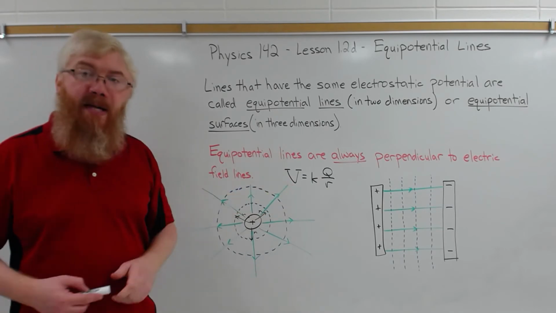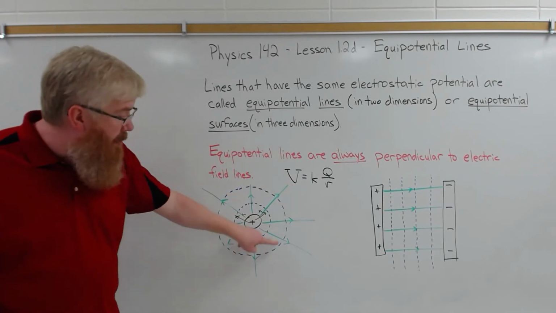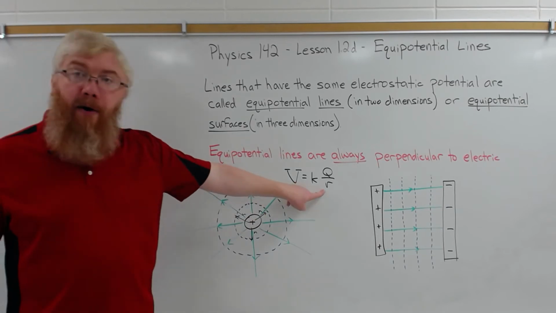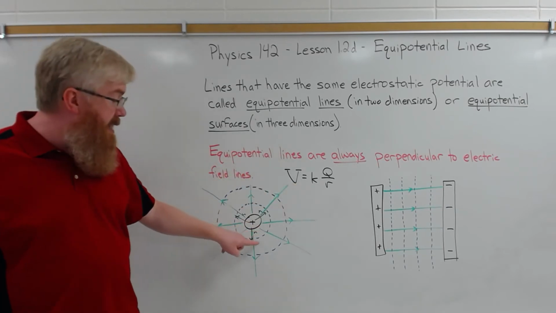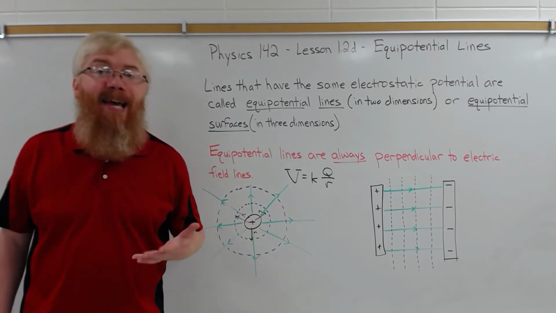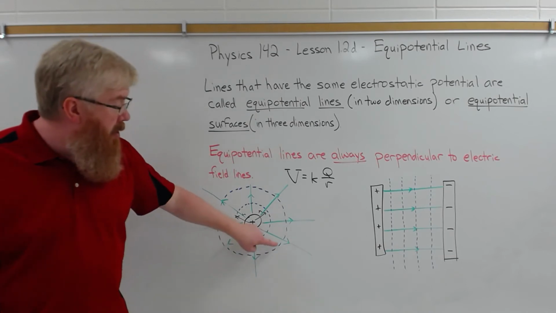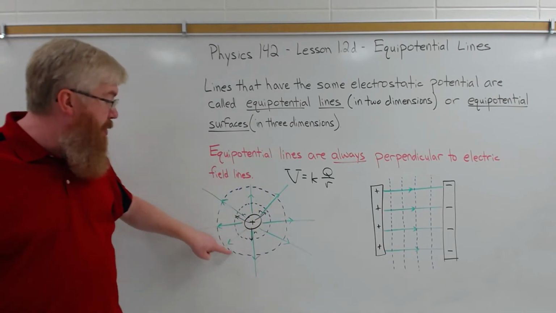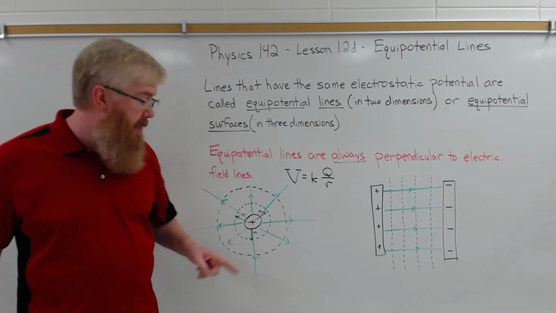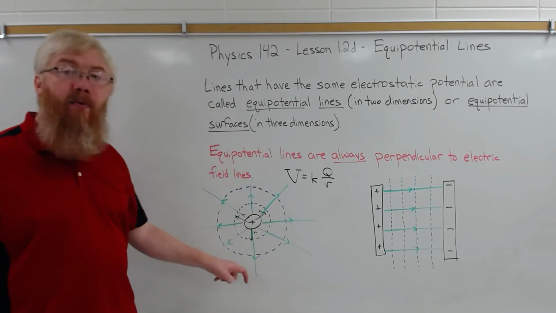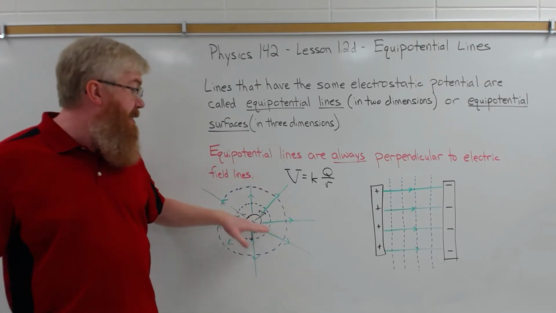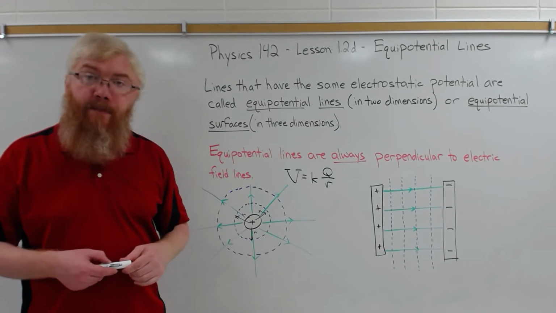It's an equipotential line. This outer blue line is at a different r, right? So these 2 blue lines don't have the same potential, but all the potentials on this outer blue line are the same because it's the same larger radius all the way around. So it is another equipotential line.